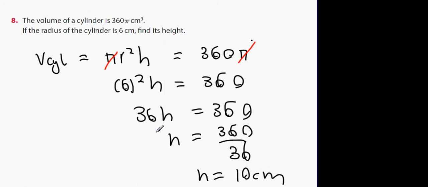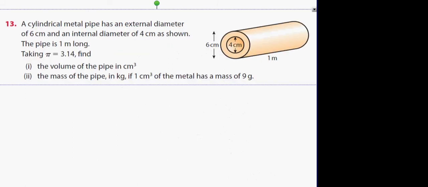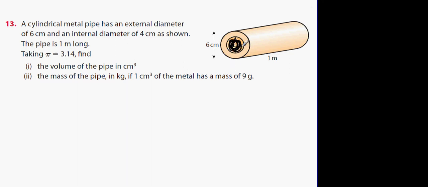Okay. Next one. A cylindrical metal pipe has an external diameter of 6 centimeters and an internal diameter of 4 centimeters, as shown. The pipe is 1 meter long. Find the volume of the pipe in centimeters cubed. Now, what you have to remember about pipes is they're hollow. This 4 centimeter part here is actually a hollow.